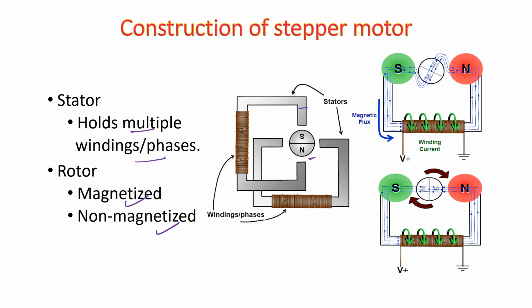So this is how it looks. Here North Pole and South Pole. The green one says it is energized, the red one says it is not energized.